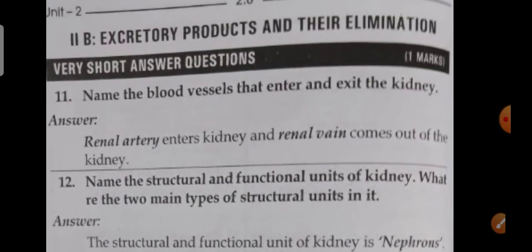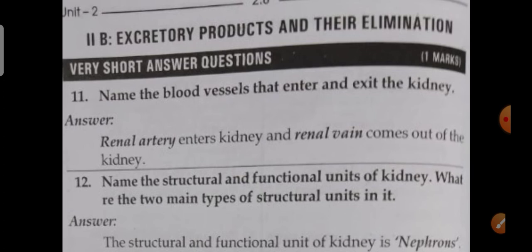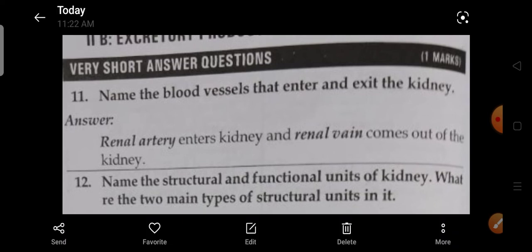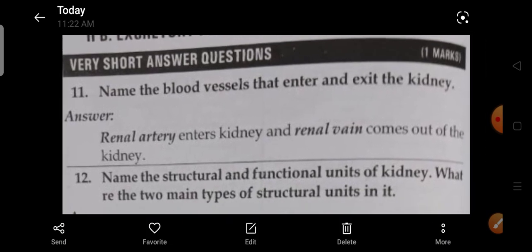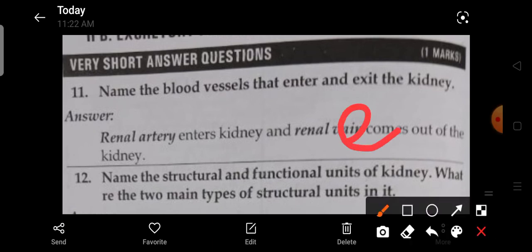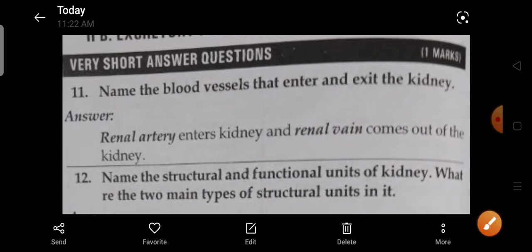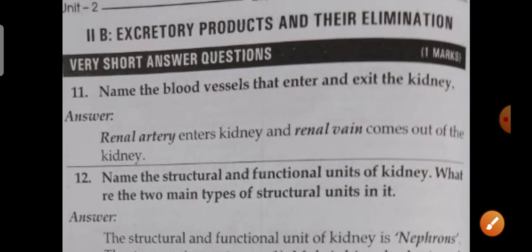Okay, name the blood vessels. The renal artery enters the kidney and the renal vein comes out of the kidney. Okay, a spelling mistake will be there: VEIN, not van. So this is a vein. Here the renal artery enters the kidney and the renal vein comes out of the kidney. So these are the two blood vessels that enter and exit the kidney. It's clear. RA will enter, RV comes out of the kidney.